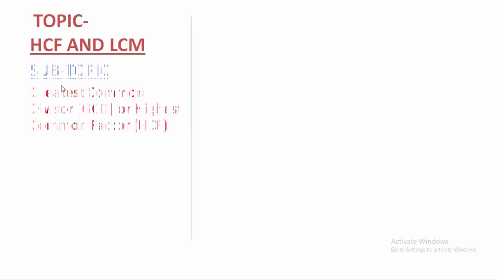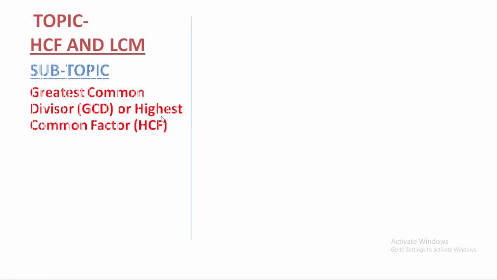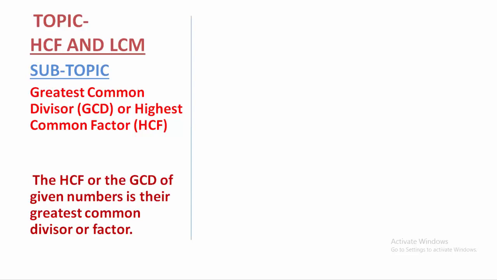Now HCF means what? Highest common factor, or the other name is greatest common divisor. Means in the factors, which factor is the highest common? Highest common means the biggest number that is common between the factors of the given numbers, and that we are going to find out by using our prime factors method.